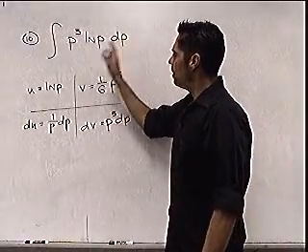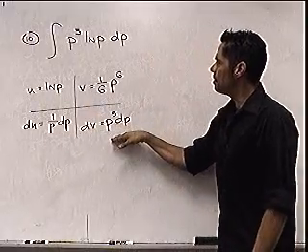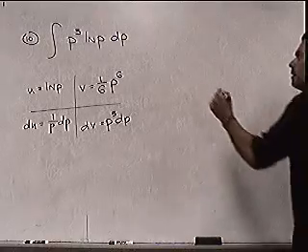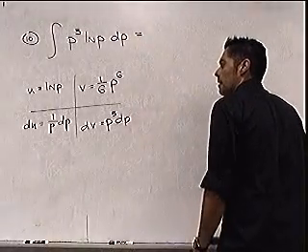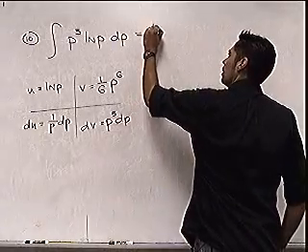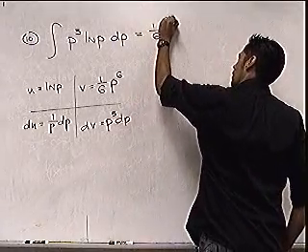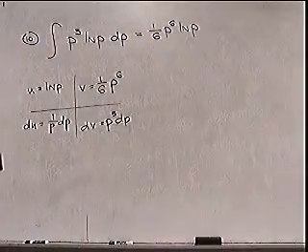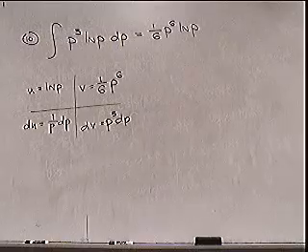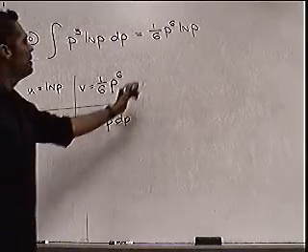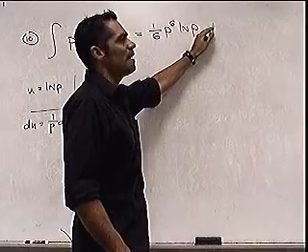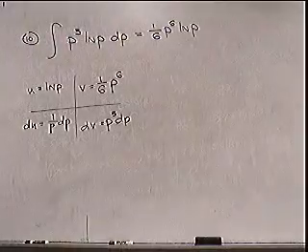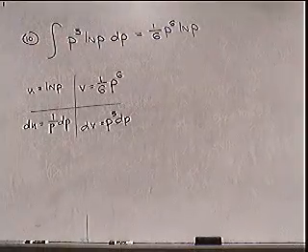So u is natural log P, the derivative of that is 1 over P, dv was P to the 5th dP, and v is 1/6 P to the 6th. What's my u times v? Natural log of P times 1/6 P to the 6th. I'm just going to write it that way. It's all the same because it's multiplication. You can put natural log of P in front. But I put it that way because if you put P to the 6th back here, you might think you multiply those two. And you drop the integral because now we're in the formula, uv minus the integral of v du.